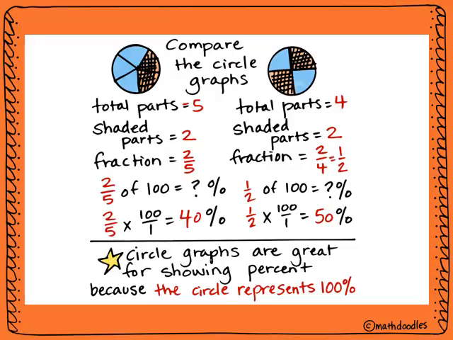The graph on the right has 4 parts. 2 of them are shaded. The fraction is 2 out of the 4, which is equivalent to 1 over 2. Half of 100 is 50%. So circle graphs are great for showing percents because a circle represents 100%.